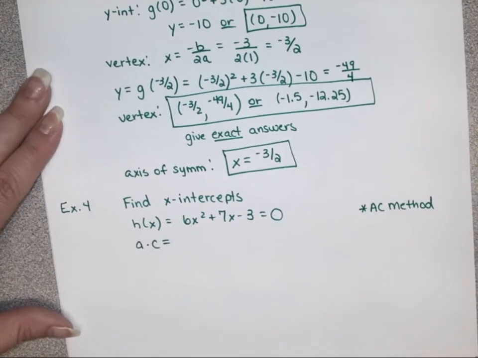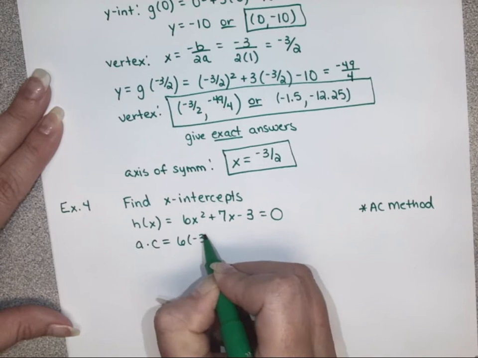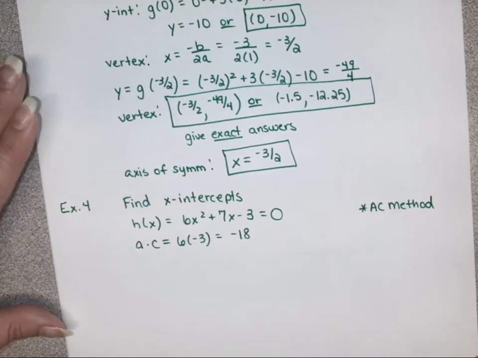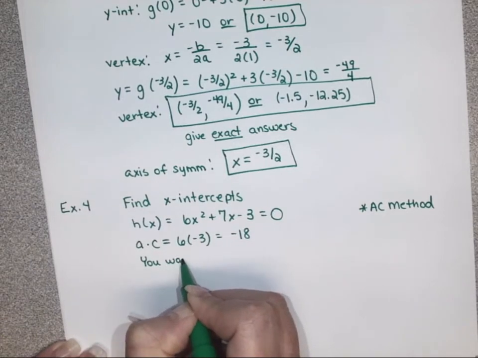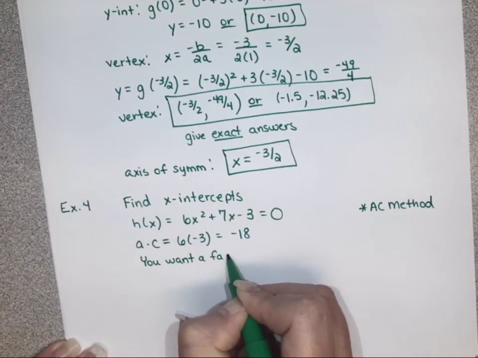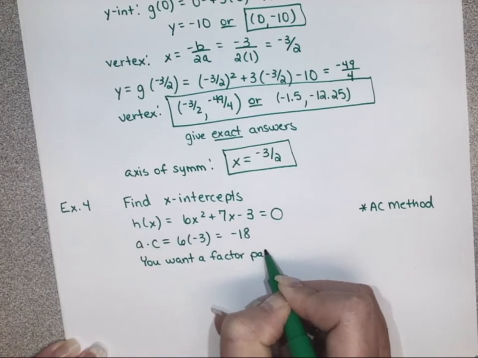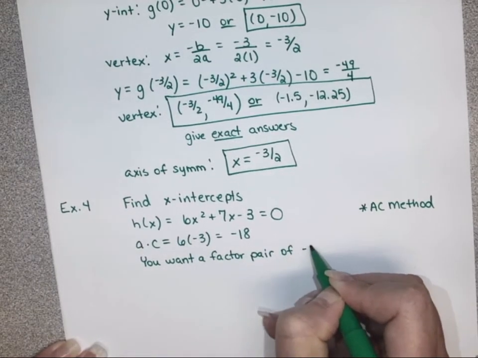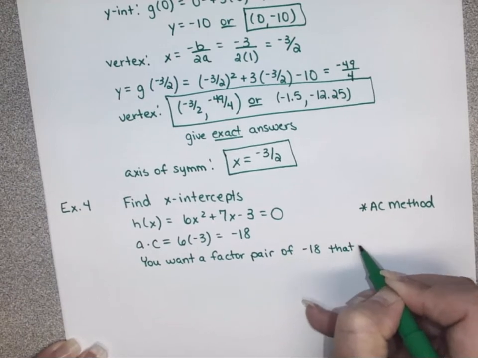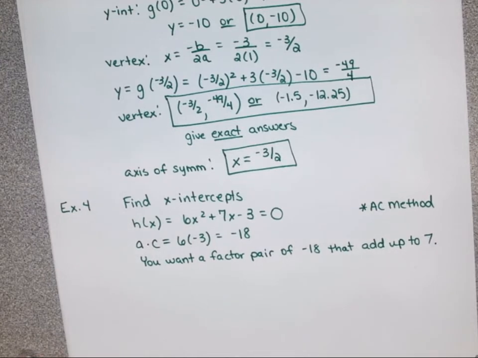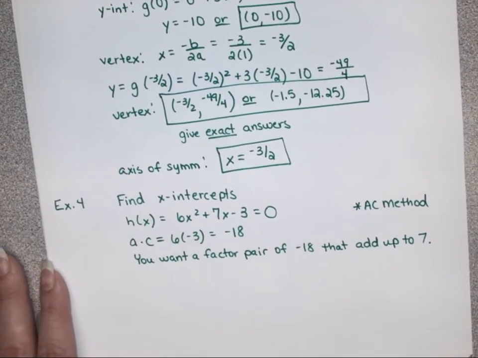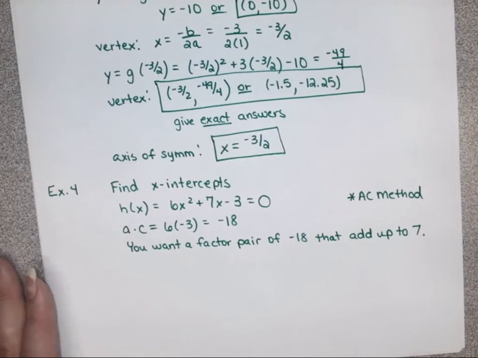First, you multiply A times C. So I would take 6 times -3, and of course I get -18. Okay, so this is what you want to try to think about. You want a factor pair of -18 that add up to 7. That's what you want. Okay. So you can list them on your paper, you can list them in your head. Okay, so what are some things that multiply and give us 18? So I'll give you the easy one. 1 and 18 gives you 18.